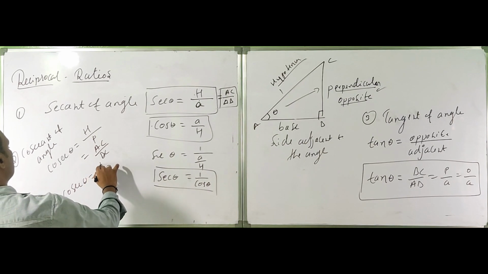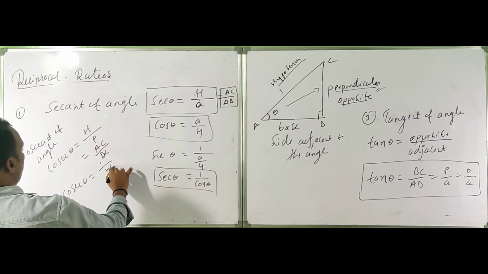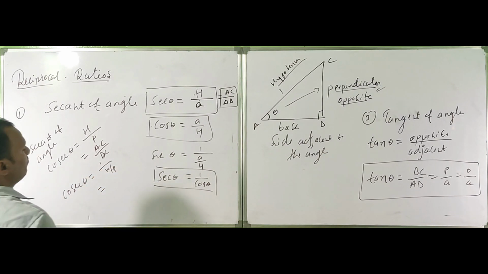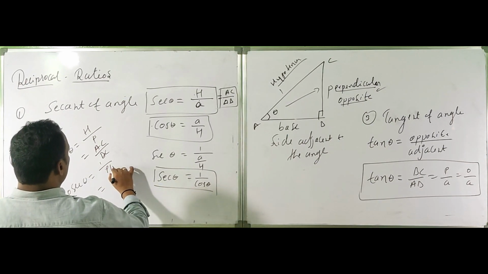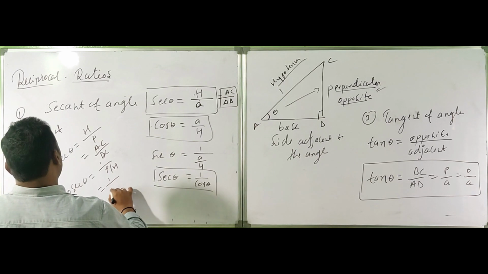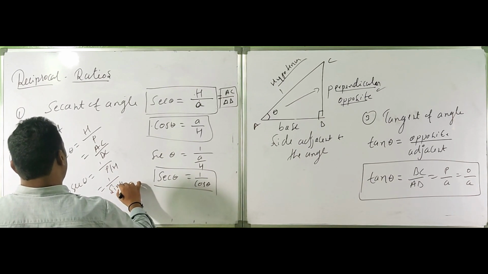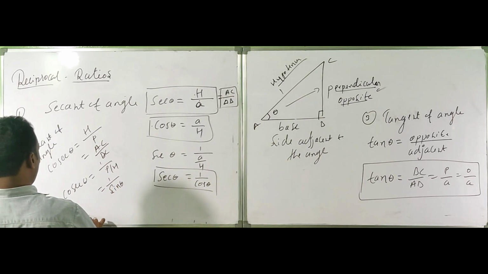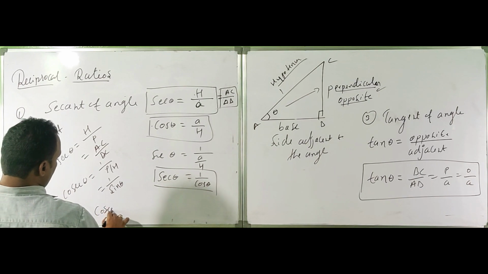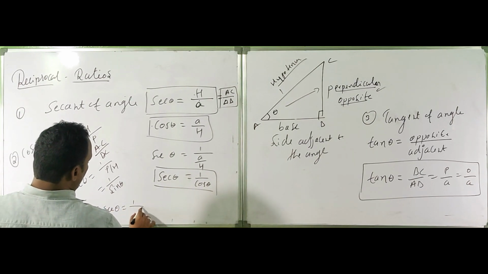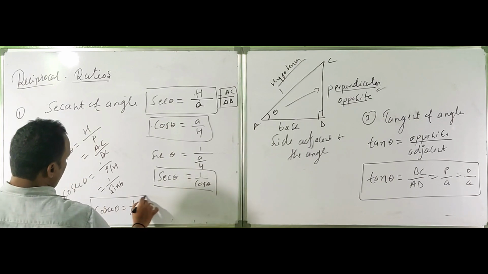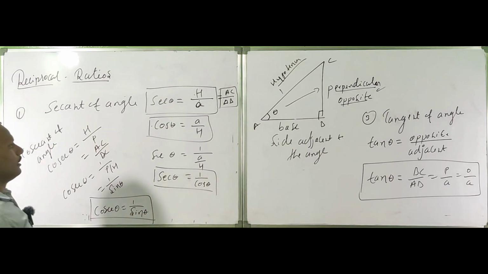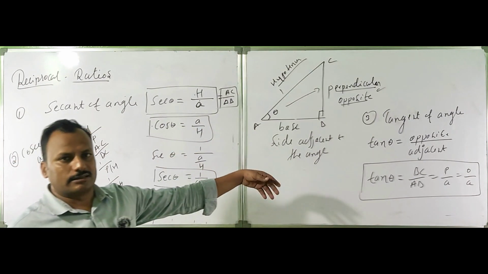Cosecant theta I can write as 1 by P by H, and P by H I write as sin theta. Therefore, cosecant theta is equal to 1 by sin theta. That's why I call them reciprocal ratios. Only three. If you know the three ratios, that's enough.